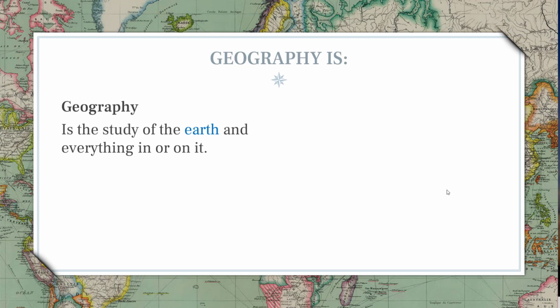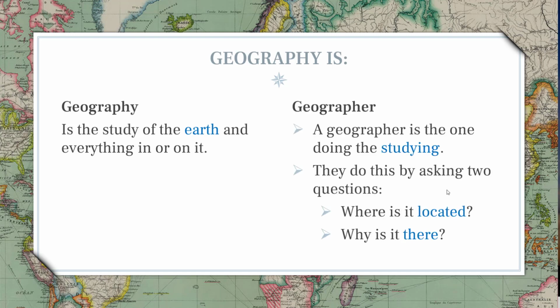Now, what is geography? Geography is the study of the earth and everything that is in or on it. And a geographer is the one doing the studying. And they do this by asking 2 questions. Where is it located? And why is it there? Okay, so we're going to look at some of those things that geographers look at today.